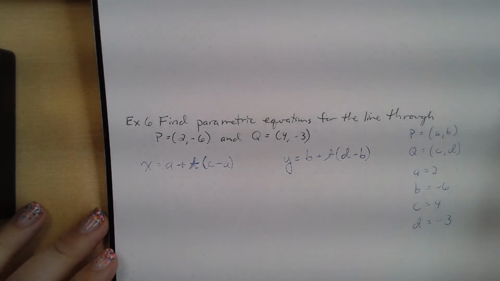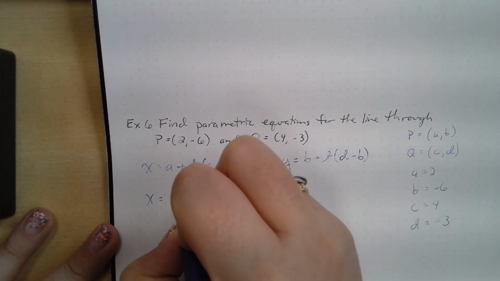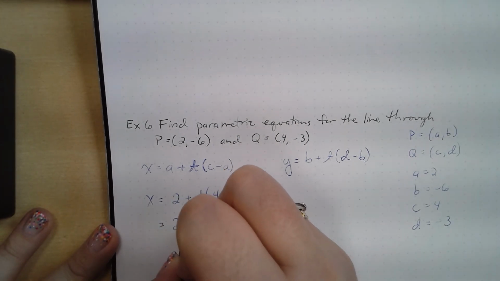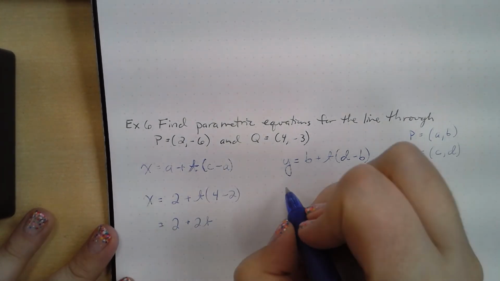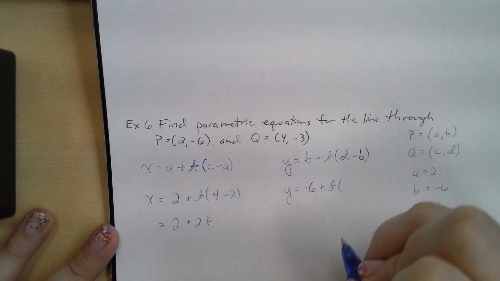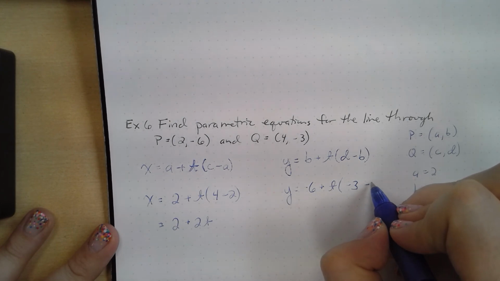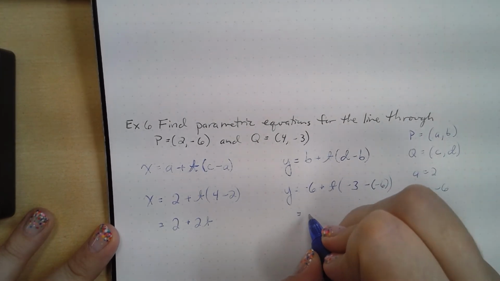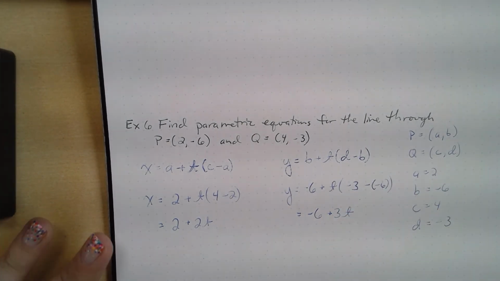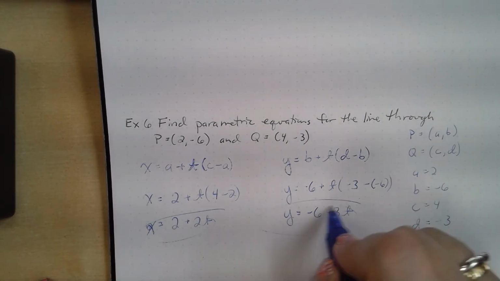So far, so good? So our x value is going to be equal to 2 plus t times 4 minus 2, which I can simplify to be 2 plus 2t. And our y value is going to be equal to negative 6 plus t times negative 3 minus a negative 6, which becomes negative 6 plus 3t. Okay, that's it. I kind of love doing these. They're just fun, simple. It's like going back to your Algebra 1 days, right?